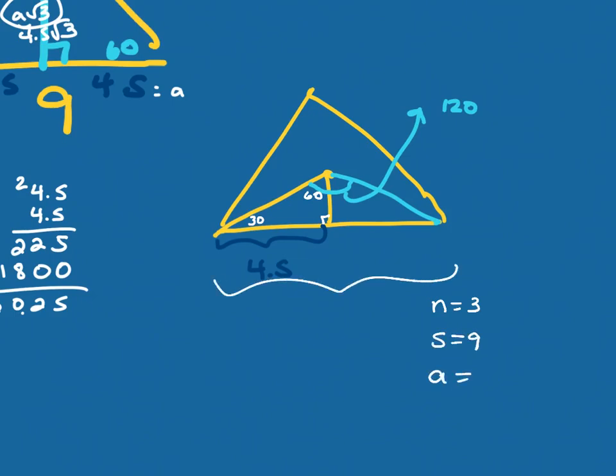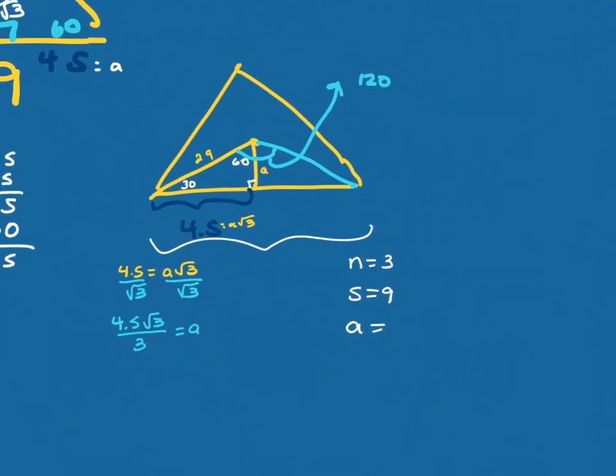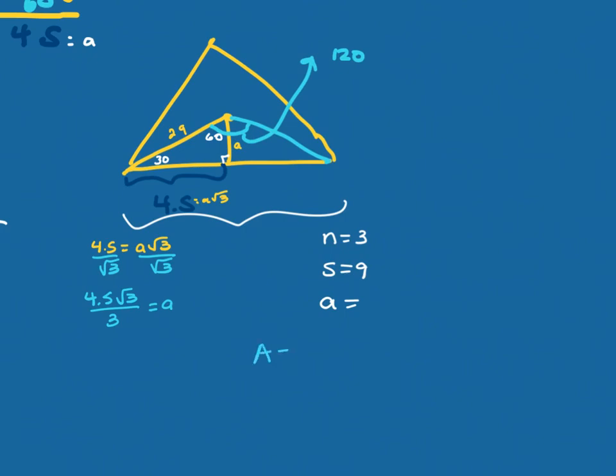What we need is the apothem. So this time, this is A root 3, this is 2A. So if 4.5 equals A root 3, I would divide both sides by root 3, rationalize, and there's my A. So when I plug it in, area equals 1/2 A, which is 4.5 root 3 over 3, N, which is 3, S, which is 9.